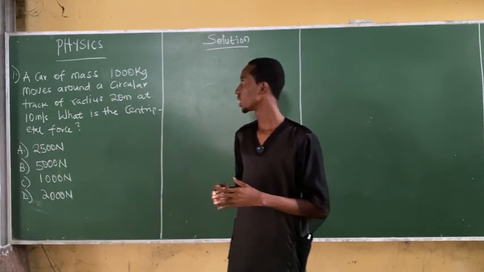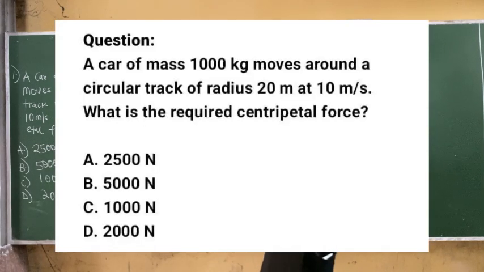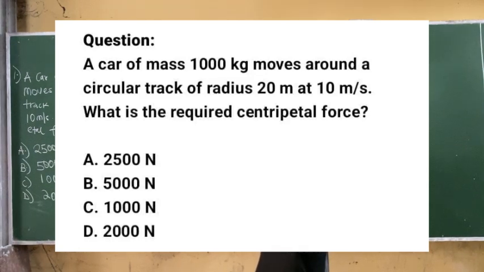The first question says, a car of mass 1000 kg moves around a circular track of radius 20 meters at 10 meters per second. What is the centripetal force? Option A, 2,500 newtons. Option B, 5,000 newtons. Option C, 1,000 newtons. And option D, 2,000 newtons.